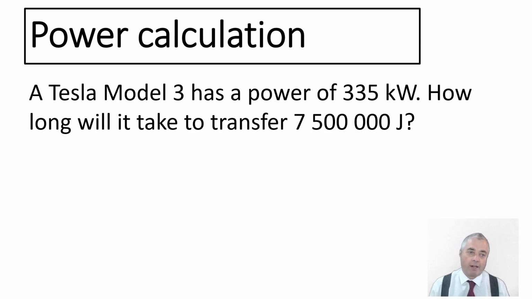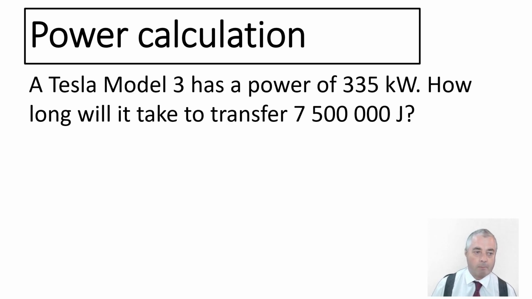Let's have a look at a power calculation. So this is true. I've checked on Tesla's website. The power of a Tesla Model 3 is indeed 335 kilowatts. So how long will it take to transfer 7,500,000 joules? So first of all, we're going to do a summary.